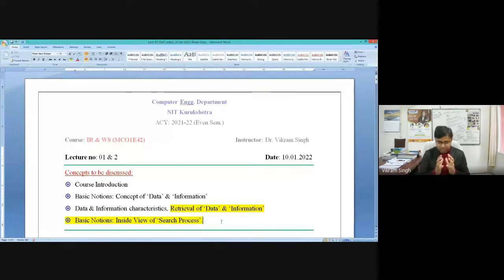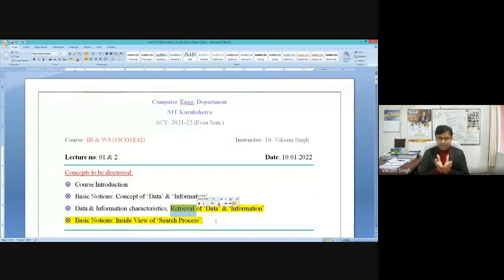If you conceptualize this search process, because now we are moving towards the syllabus part, that's why we are touching upon the very first topic in today's class. It is retrieval of data and information. And when we talk about retrieval, we should also think about the overall view of a search process. Within this search process, the retrieval is placed, obviously.